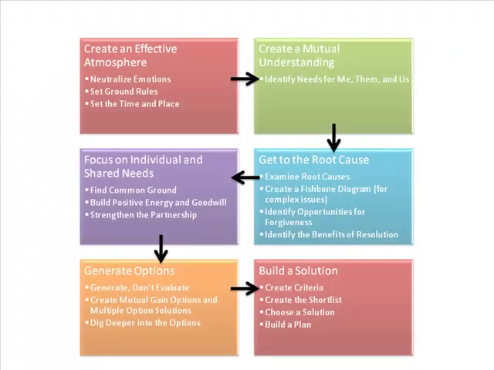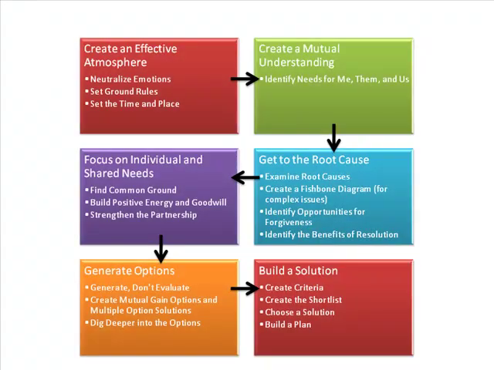Phase 1 is create an effective atmosphere. Here we neutralize emotions, set ground rules, and set the time and place. Phase 2 is create a mutual understanding where we identify needs for me, them, and us. Phase 3 is focus on individual and shared needs. Here we find common ground, build positive energy and goodwill, and strengthen the partnership.